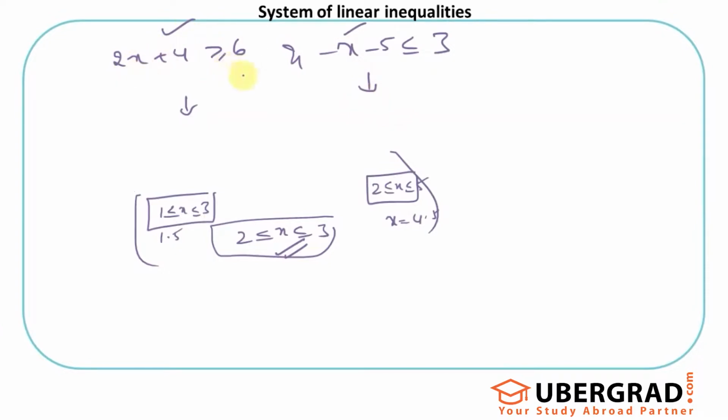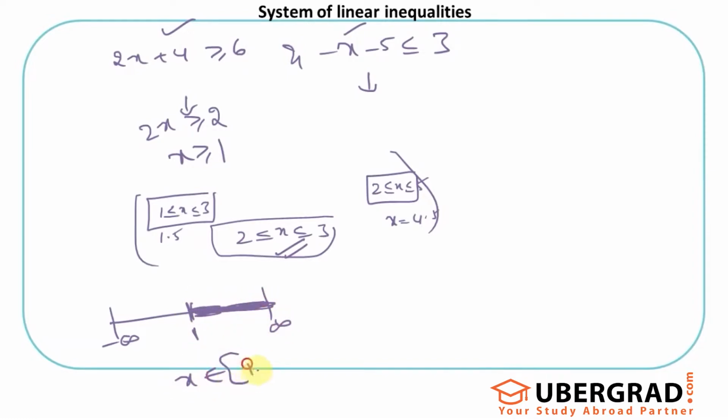So 2x plus 4 is greater than or equal to 6. So 2x is greater than or equal to 6 minus 4, which is 2. So x should be greater than or equal to 1. So what is the zone for this? X should be greater than or equal to 1, so everything here is accepted for me. Right? X belongs to 1 to infinity from the first inequality. What about the next one?